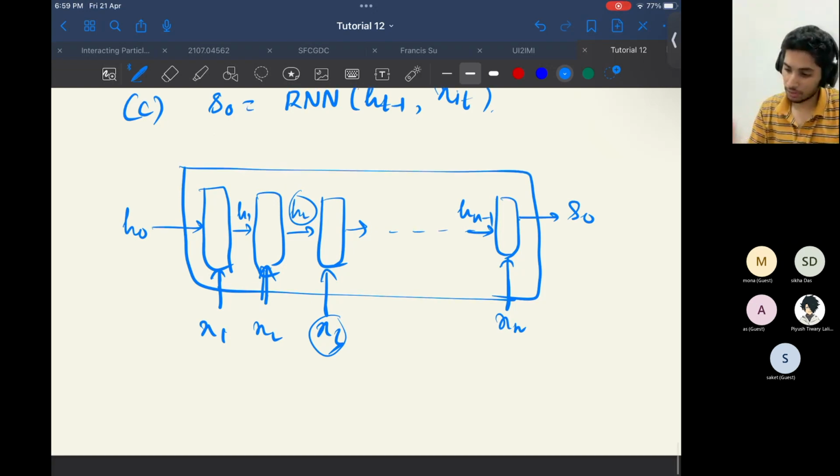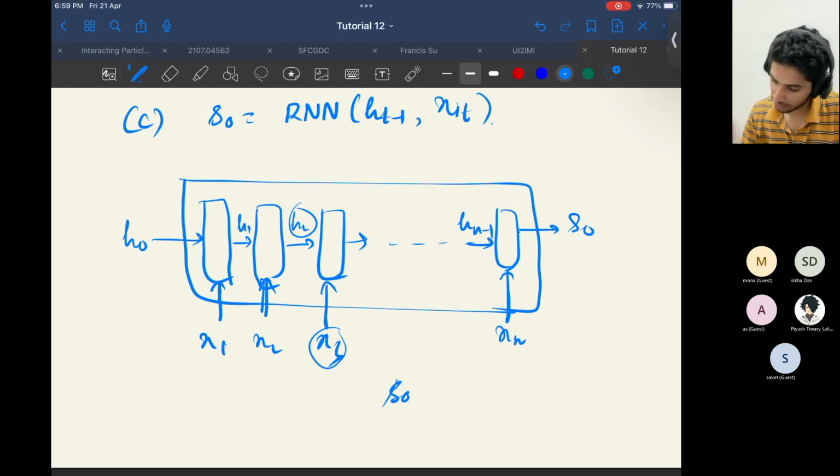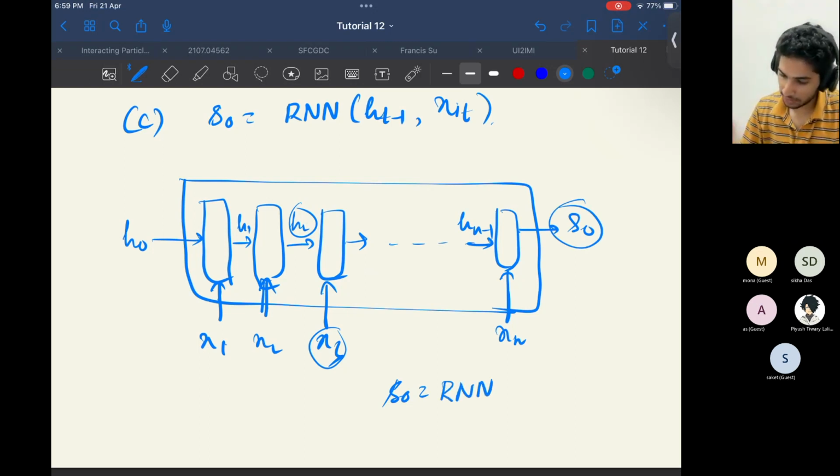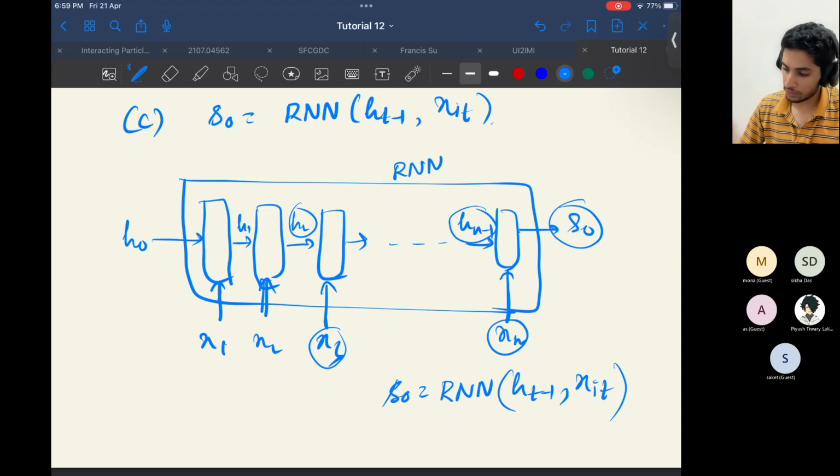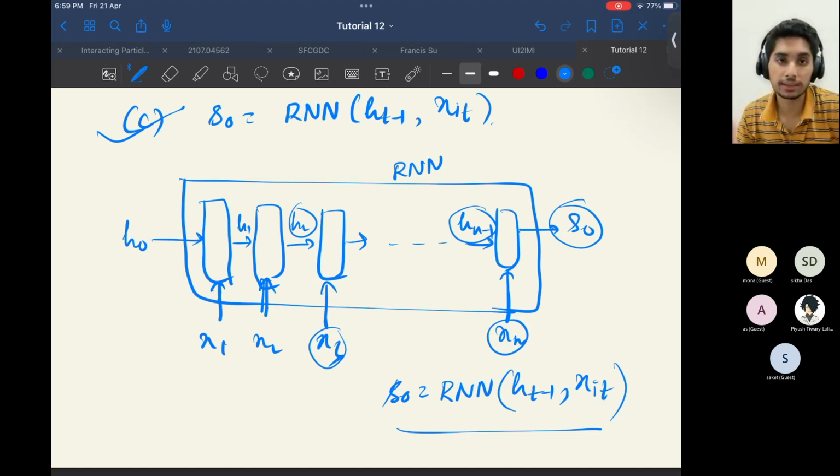Something like this. So here we can see that S naught is nothing but whatever your RNN model is, this whole RNN model, which takes h n minus 1 or h t minus 1, whatever word you want to use, and x t or x i t as input, right? So this is a correct expression for your summary basically, right? So this does make sense. So I think this is the correct answer, right? C is the correct answer.